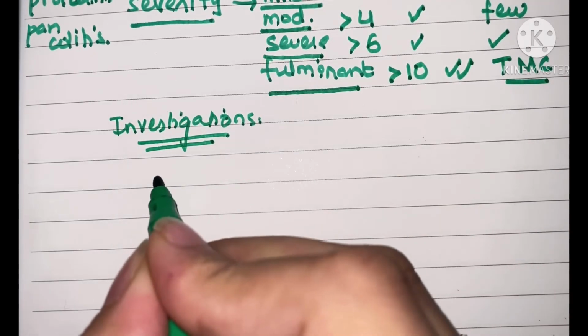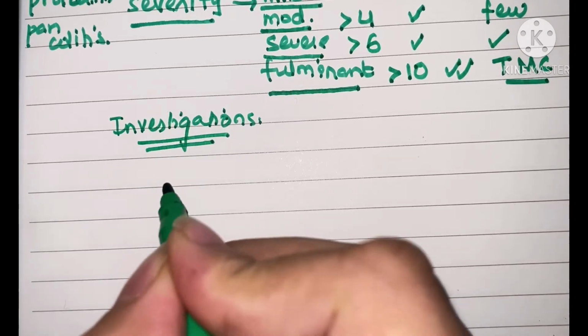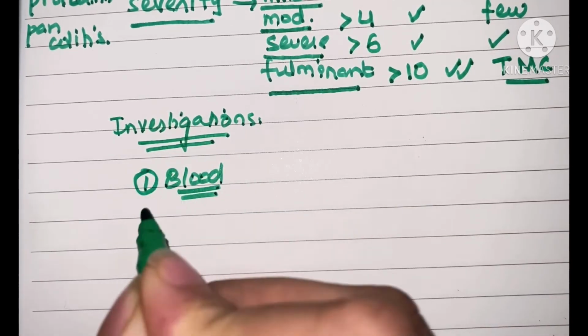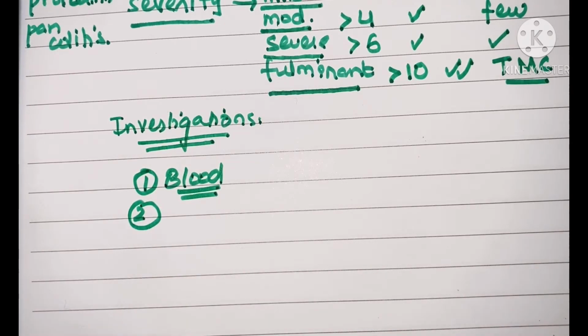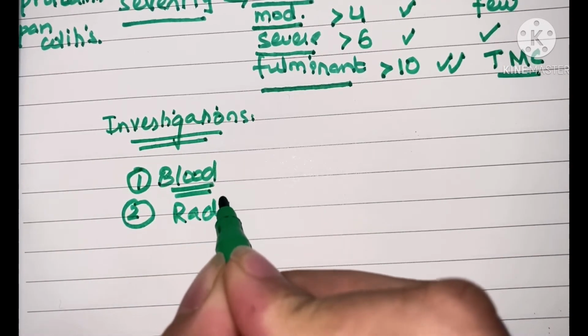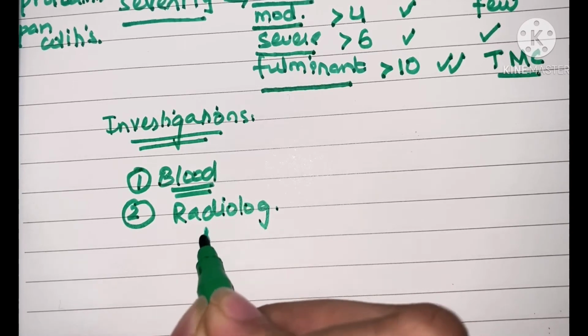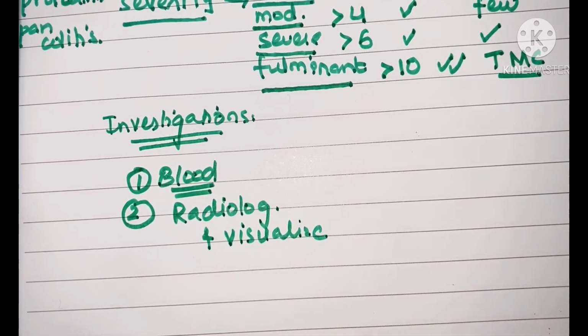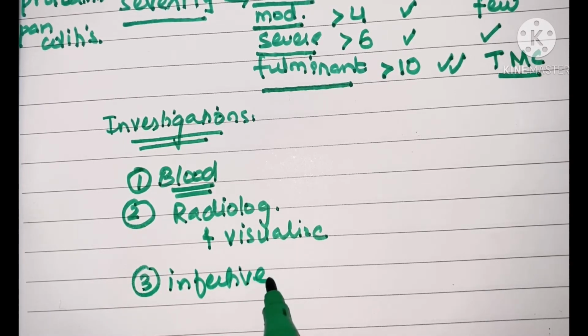just an easy way to remember the investigations: we know bleeding is occurring in the disease, so first remember blood. Secondly, we'll of course do the radiological investigations, and these investigations will be to visualize what is inside the colon and the rectum. And thirdly, investigations to rule out whether any infective cause of ulcerative colitis is present or not.